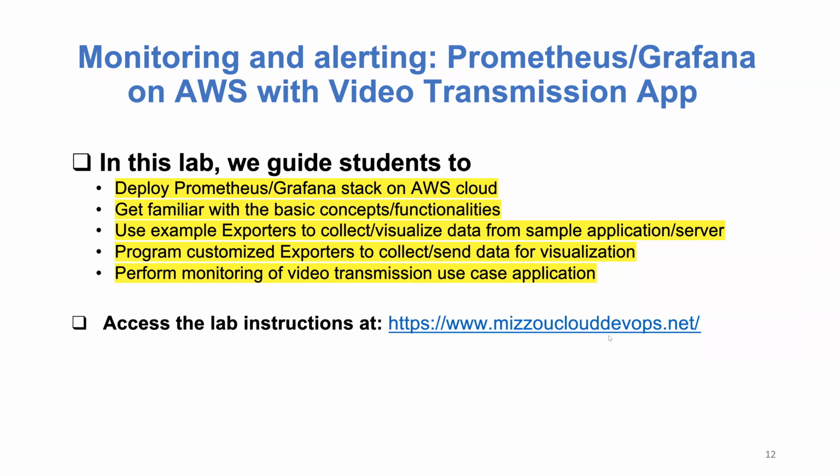Okay, before going to the demonstration, I just want to quickly give the overview of what we're going to do in this lab. Again, we will be deploying Prometheus Grafana stack on AWS Cloud. We'll go over basic concepts and functionalities within these technologies. We will be using example exporter to collect visualized data from sample application or server. We will be programming a customized exporter to collect and send data for visualization to Grafana, and then perform monitoring of video transmission use case application.